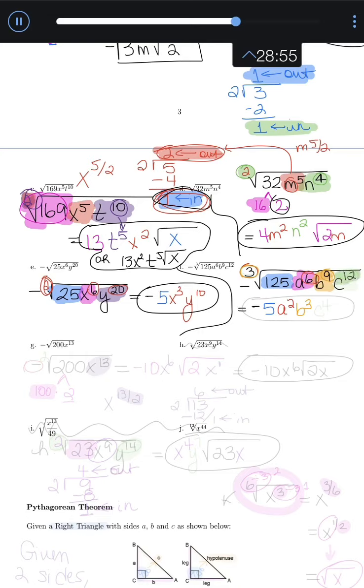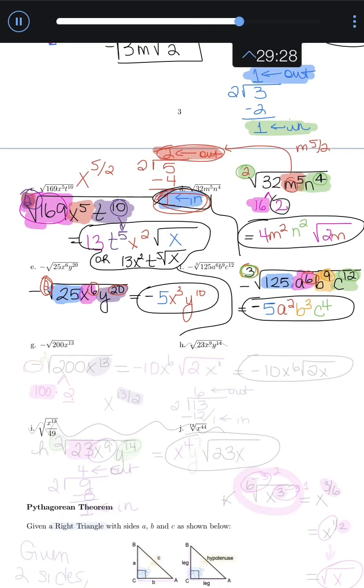Last one, we've got a c to the 12th. So again, we've got a root of 3, so 3 goes into 12 4 times. So we've got 4 c's that will come out and divide out evenly. Again, they're dividing out, so they're on the outside of the root. So we get something very nice because the 3 divided into all the exponents evenly. We get a negative 5, a squared, b cubed, c to the 4th. And that's our final answer.